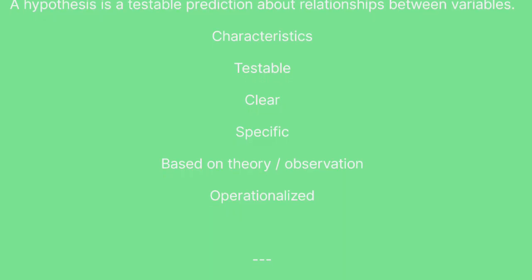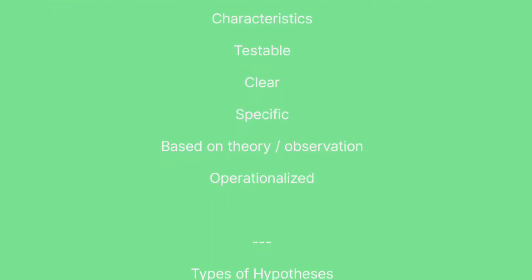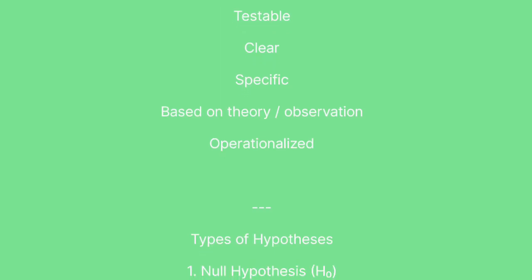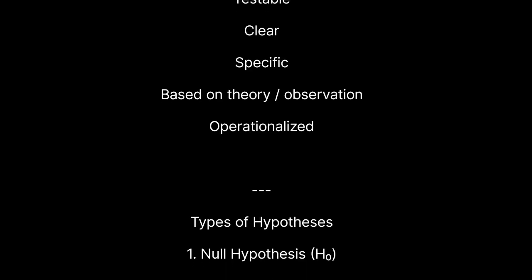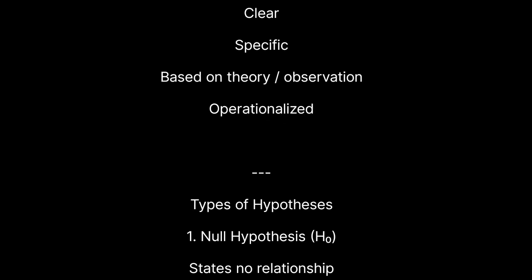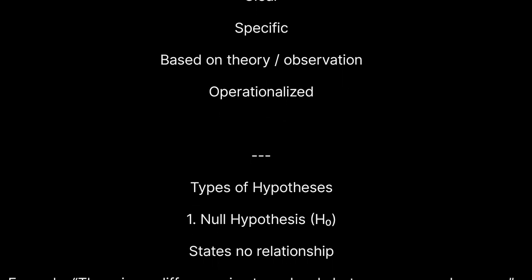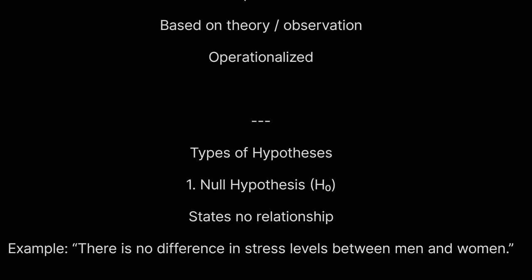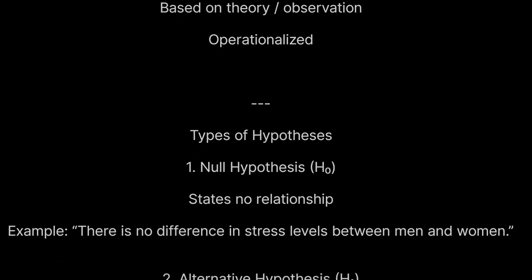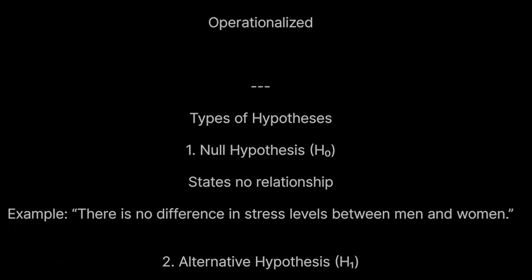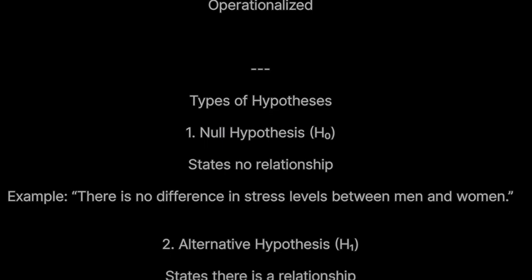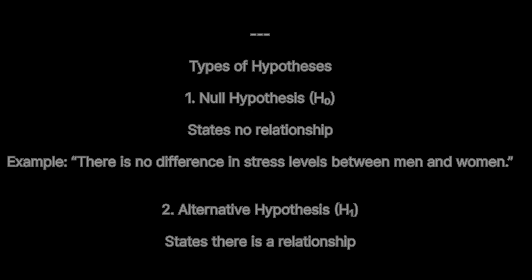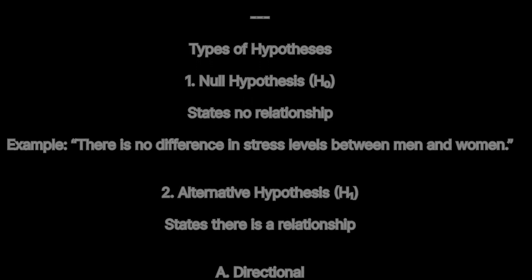This means that there should be a proper way to control this or use it in operation. There are many types of hypothesis. To denote hypothesis, we use H: H1, H0, all those things. First, the null hypothesis. We denote this as H0. It says there is no relationship. For example, there is no difference in stress levels between men and women. When you compare both, stress in men and women, H0 means there is no difference.